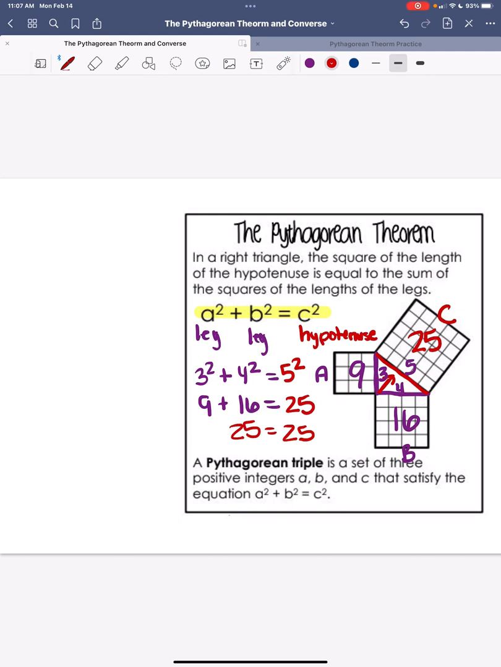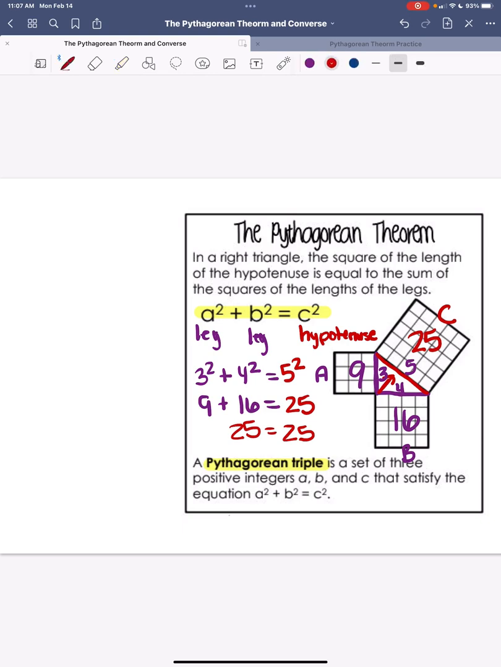Now, one other thing that I do want to mention is that a Pythagorean triple is when you have a set of 3 positive integers. So your legs, A and B, and your hypotenuse, C, if they're all positive integers, remember integers are a set of whole numbers, okay? If they satisfy the Pythagorean theorem, it's called a Pythagorean triple. Again, they have to be positive integers, so they cannot be decimals.